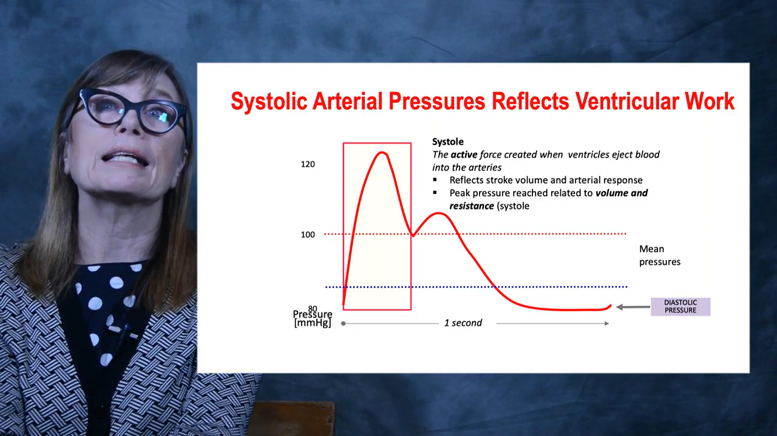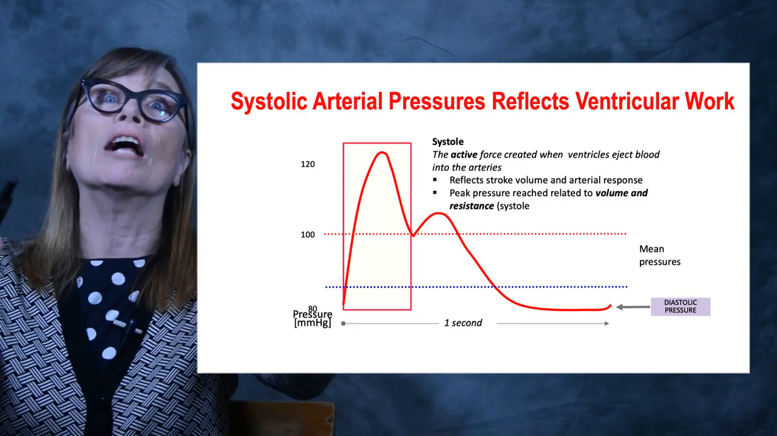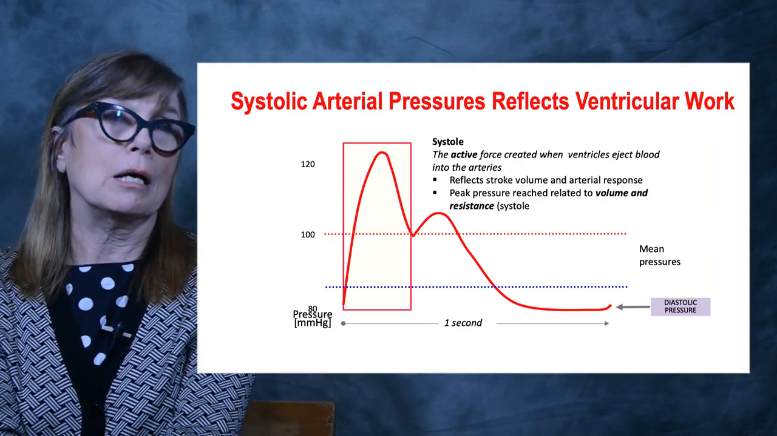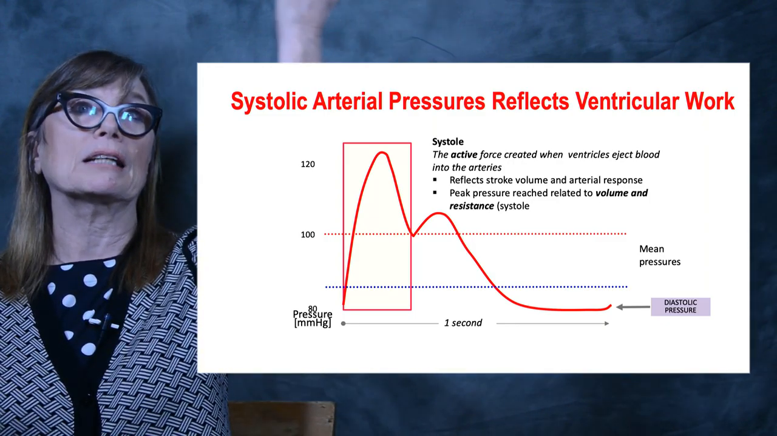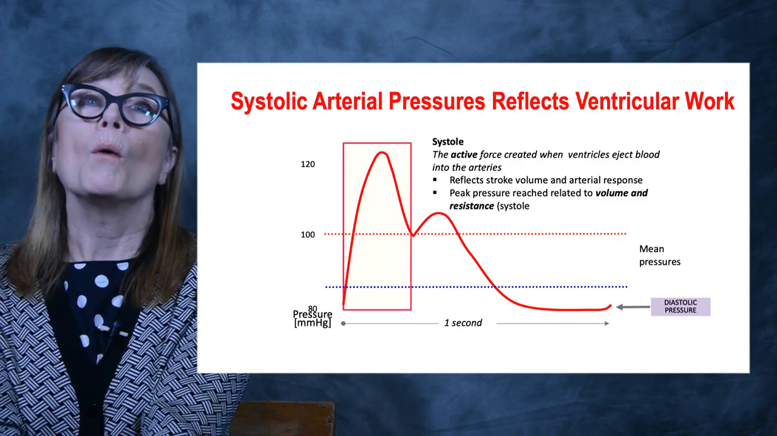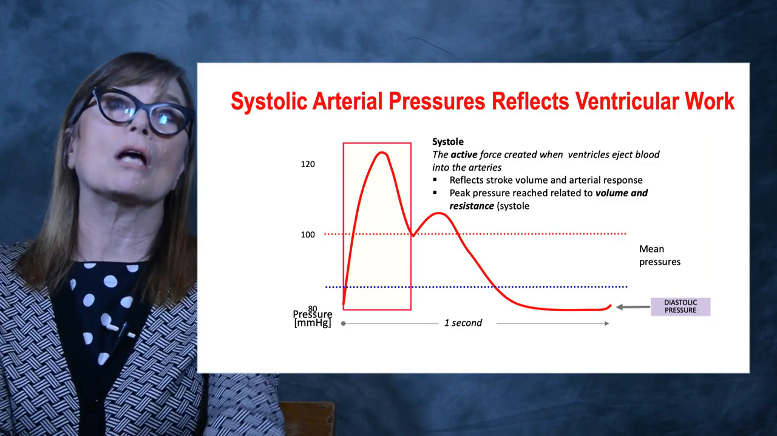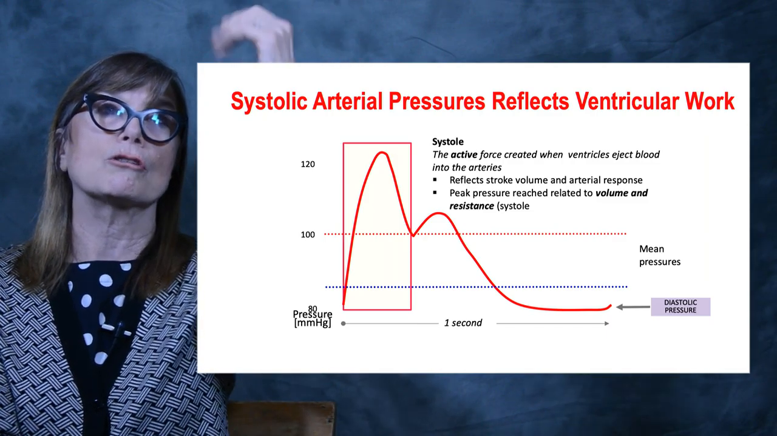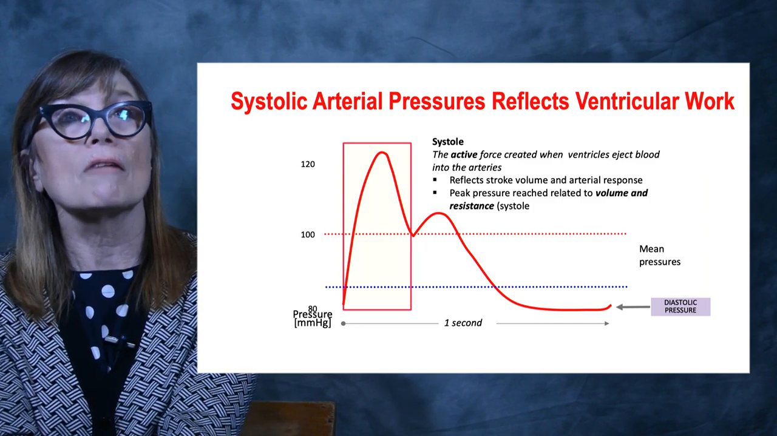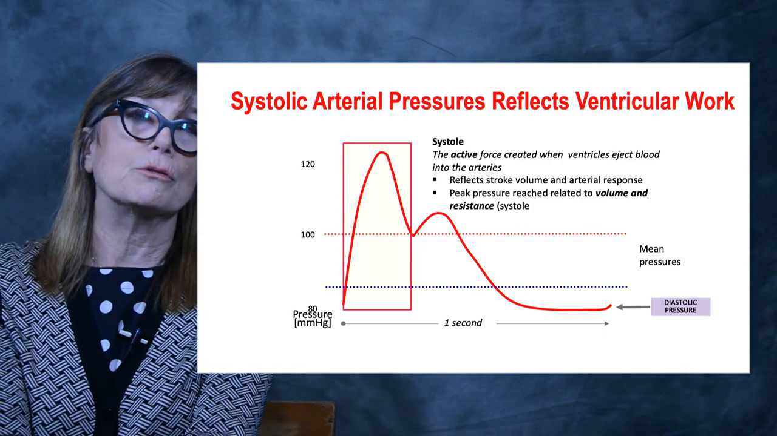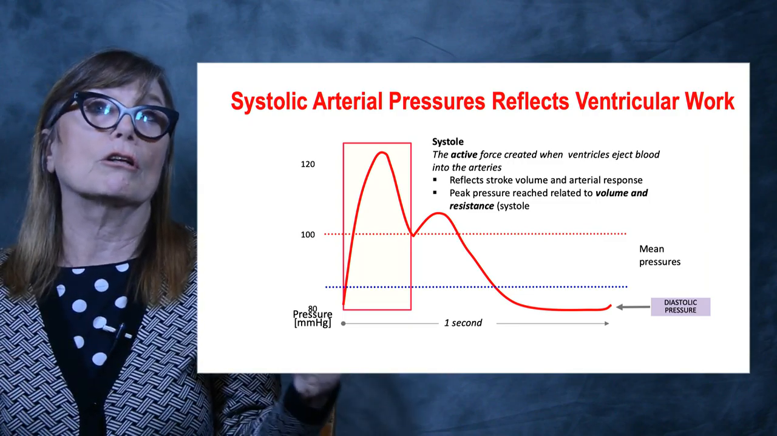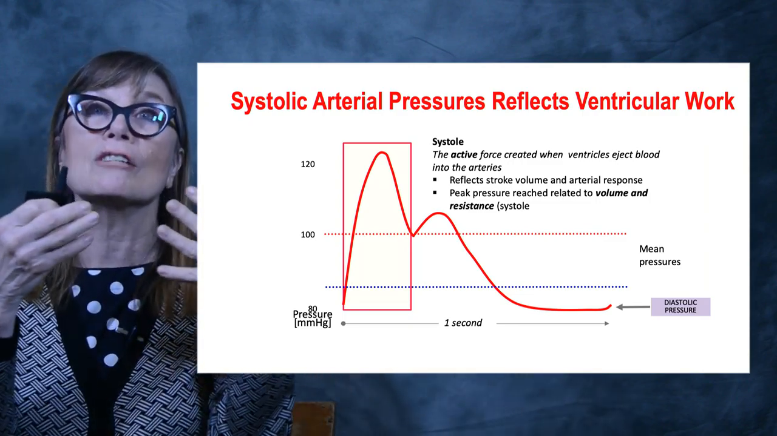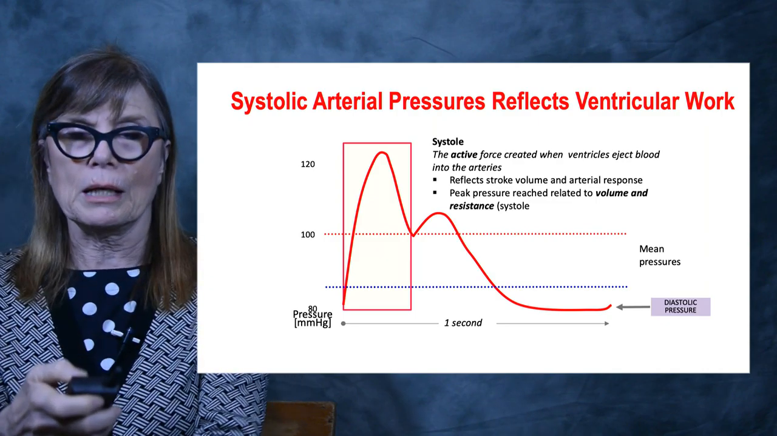And it is reflecting, number one, the amount of volume, and number two, the amount of resistance. So when I use a volume bolus, I expect systolic pressure to go up. When I put my patient on vasopressors, I expect the systolic pressure to go up. If I put you on a vasopressor and your systolic pressure goes down, that might be telling me that I've limited your left ventricular ejection. So I just want to pay attention to that when I'm evaluating my patient.